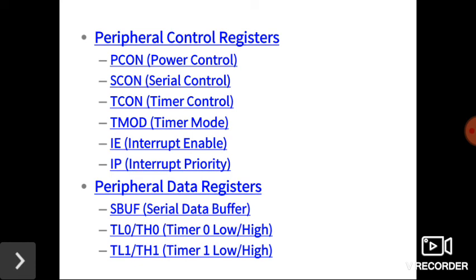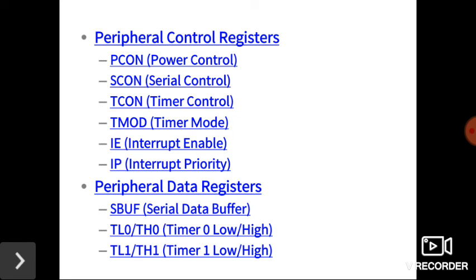Then next one is peripheral data registers. Peripheral data registers have a serial data buffer. The serial data buffer, or SBUF register, is used to hold the serial data during transmission or reception.